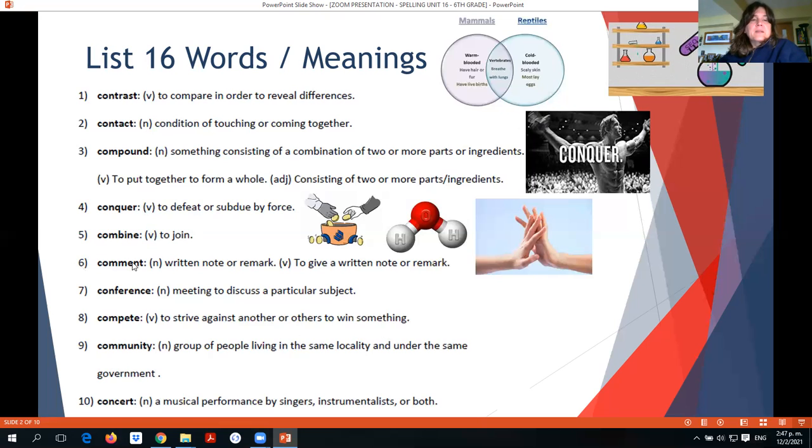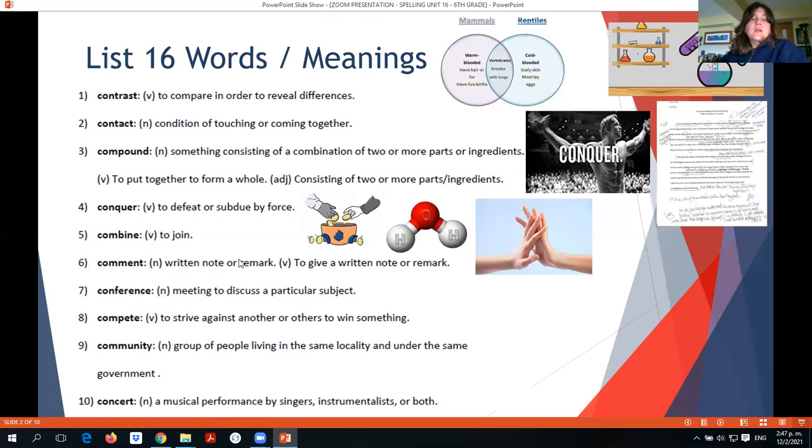Number six, comment. Com is the prefix in this case. A comment is a written note or remark when you're talking about a comment as a noun. For example, this paper here, this homework, has a lot of comments written on it, okay? Those comments are written by hand, maybe by the teacher. And to comment is to give this written note or remark. So to comment is the action of writing the comment.